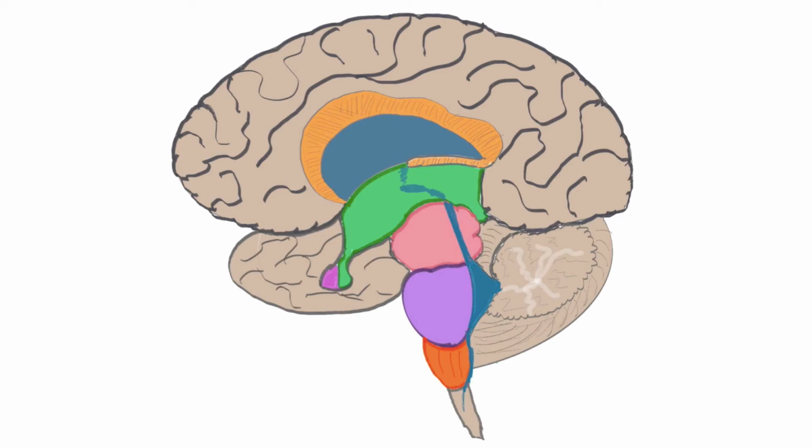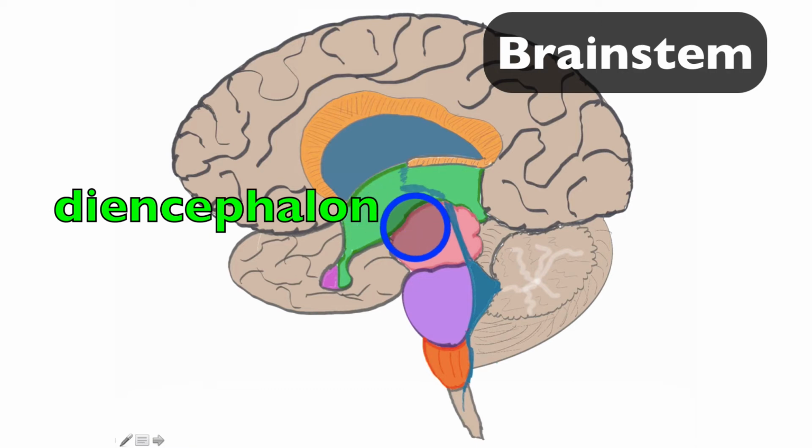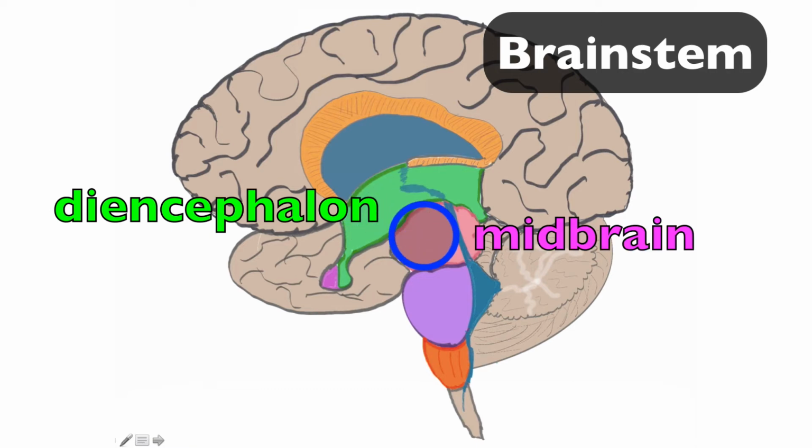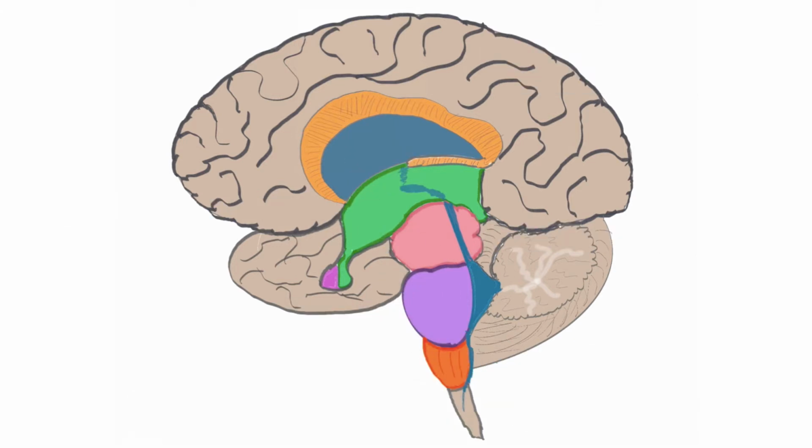Let's take a look at the brainstem, which includes the diencephalon, which we see in green, the midbrain, which we see in pink, the pons in purple, and the medulla oblongata in orange, bound inferiorly by the spinal cord and superiorly by the lateral ventricle. Let's take a look at this in some other images.